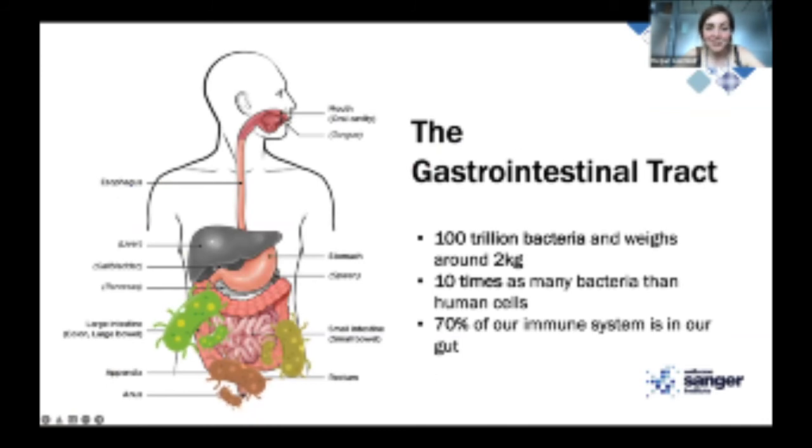of brief facts of the gastrointestinal tract. So I was particularly interested in the microbiome, which consists of 100 trillion bacteria and it weighs about 2 kilos in your gut. And there's about 10 times more bacteria than human cells. And in fact, 70% of our immune system is actually residing in our gut. So that means all our T cells are resident in this tissue.